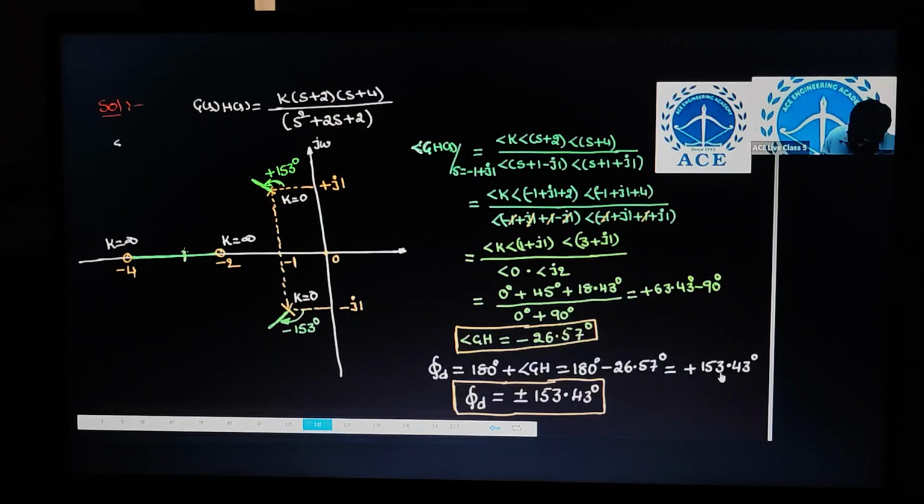This pole will depart with the angle of minus 153 degrees. You find the break point in your home; finding the break point is a dummy procedure. You find it, 2.61 you will get. You check the break point in your home, dk by ds, you will get minus 2.61.